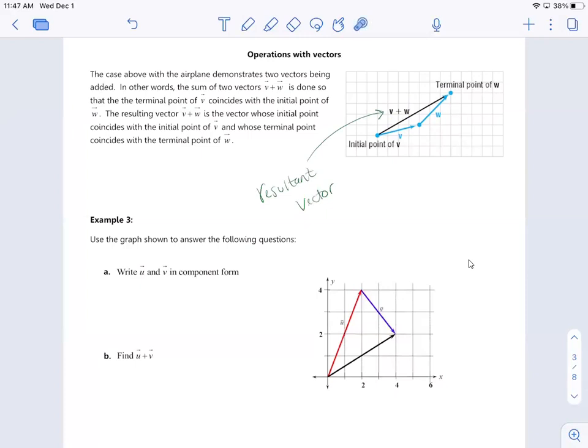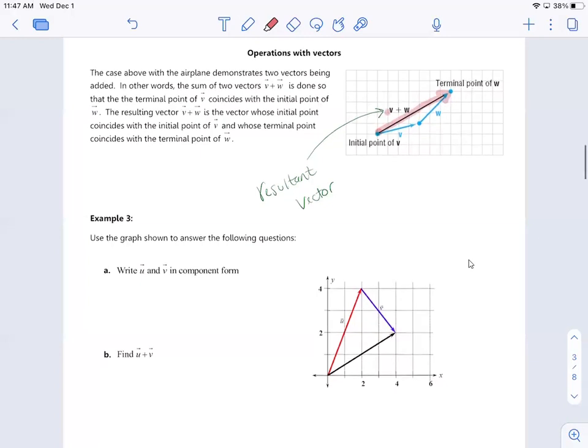So what you can do is you can take your vector v, here's your initial point, here's your terminal point. When you want to add two vectors, you can pick up that vector w and put your initial point on top of that terminal point of your first vector, and then draw it how it was given. And then what happens is this, when I connect my initial to my terminal, that gives me the addition of those two vectors.